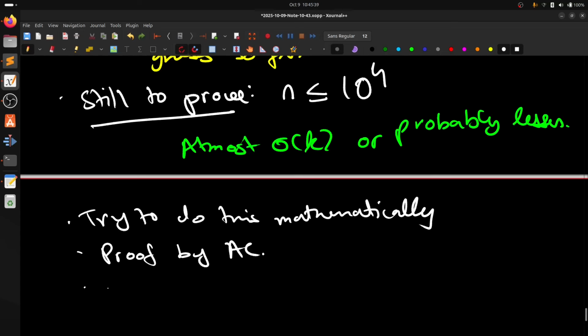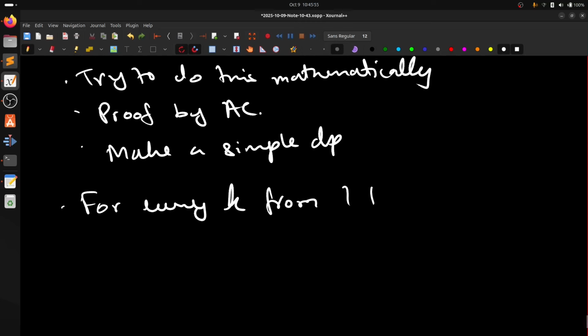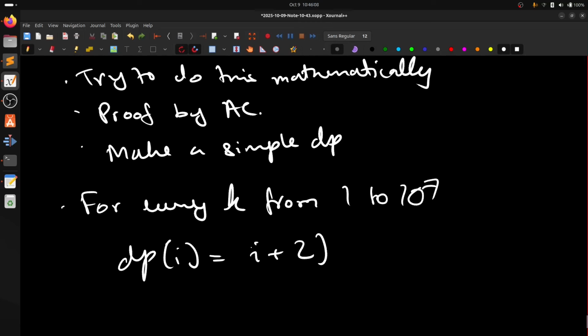Or what we can do is we can make a simple DP, just for our reference, not for the code which we're submitting, just to check if this works. So for every k from 1 to 10 power 7, we can have DP of I equals basically the number of elements. So the separator will be 2, sorry, j plus 2 for the separator.